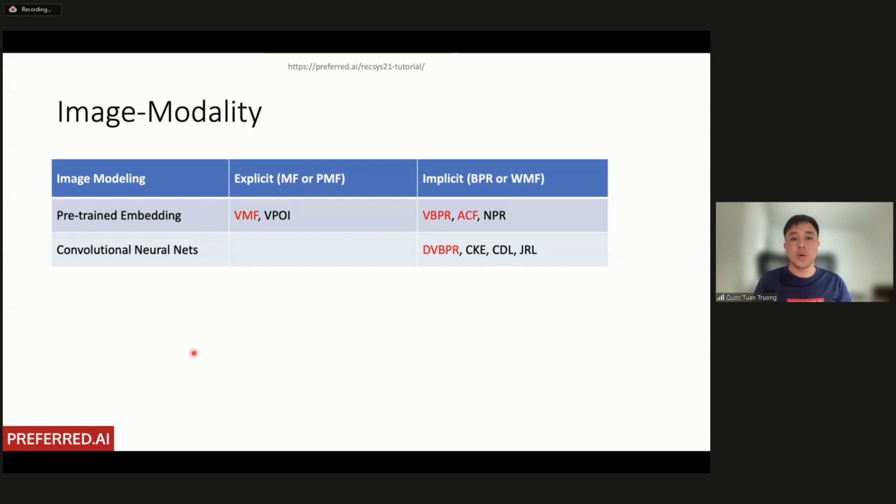In the columns, I organize how they model the preferences, and in the rows, how the image is modeled inside the recommendation models that we are going to present. The first approach is to leverage the pre-trained embeddings of the images. The second one is to directly learn the convolutional neural nets, because you know that convolutional neural nets, or CNNs, are really good at learning image representations, right?